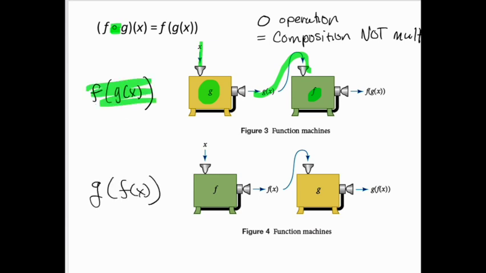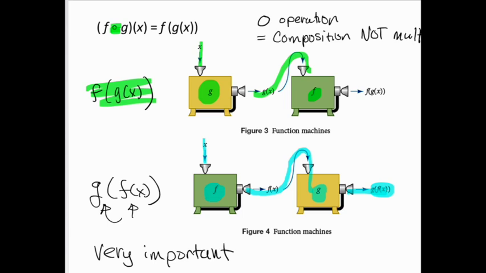When we look at this example down here, this is g of f of x. This means I'm plugging in a value into f first, and then taking that answer and applying it to g. So here's my x, it's going into the function f, and then the answer from your f of x is then going into g. And so then your value comes out as g of f of x. This is very important that you understand this.